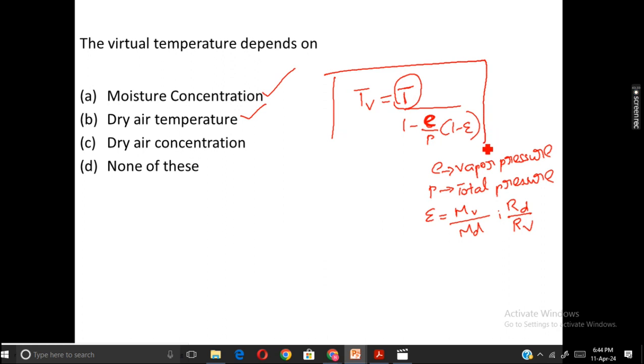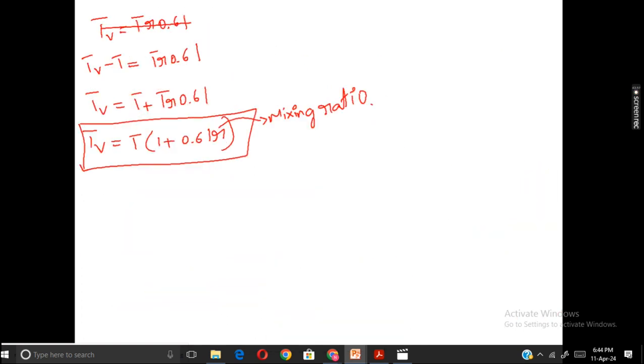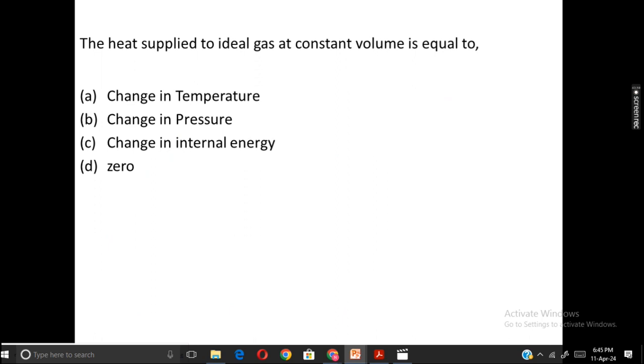From this, after substituting in the equation for virtual temperature in terms of R, where R is the mixing ratio, I have already done this derivation in the previous class. Just for revising, I did it again. Okay. So that's all about virtual temperature.